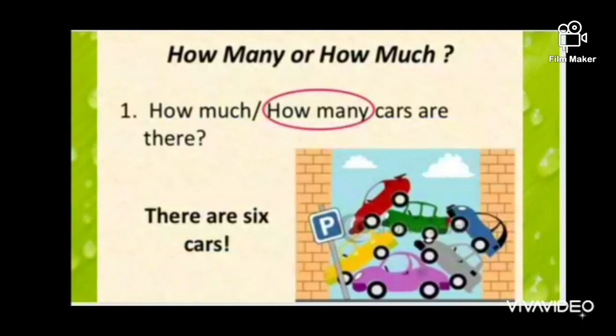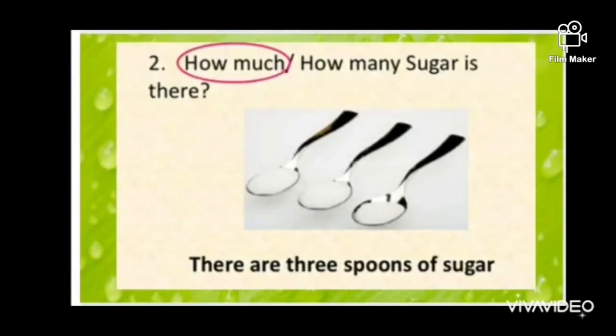Let's see an example. How much or how many cars are there? So, which one will you circle? Yes, how many? Because cars are countable nouns. How much or how many sugar is there? There are 3 spoons of sugar. So, what should we use here? Since sugar is an uncountable noun, we should use how much.